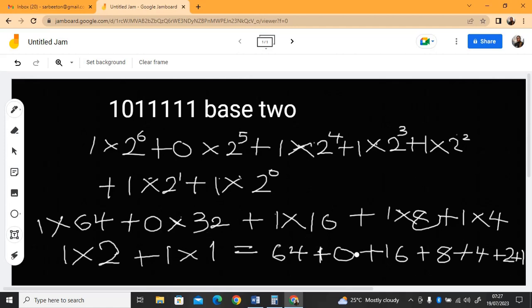So 64 plus 0 is 64. 64 plus 16 gives us 80. 80 plus 8 is 88. 88 plus 4 is 92. 92 plus 2 is 94. 94 plus 1 is 95. So your final answer here is 95. That is how to convert a number in base 2 to a base 10 number.